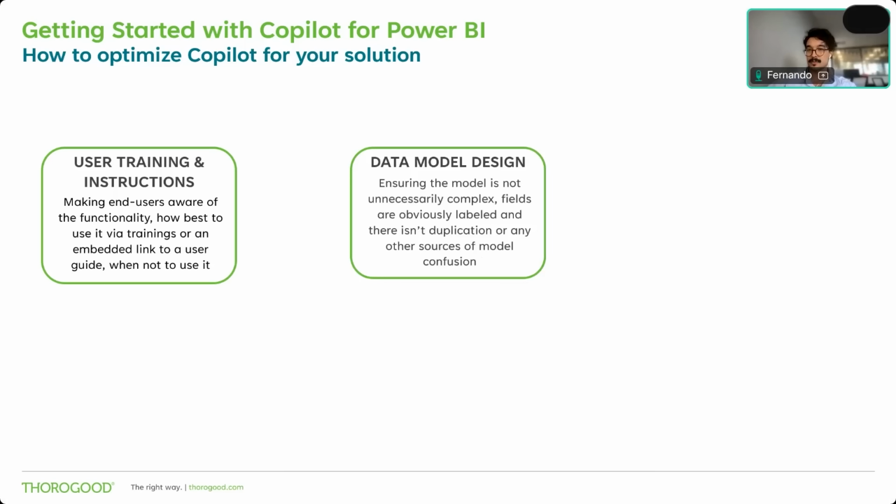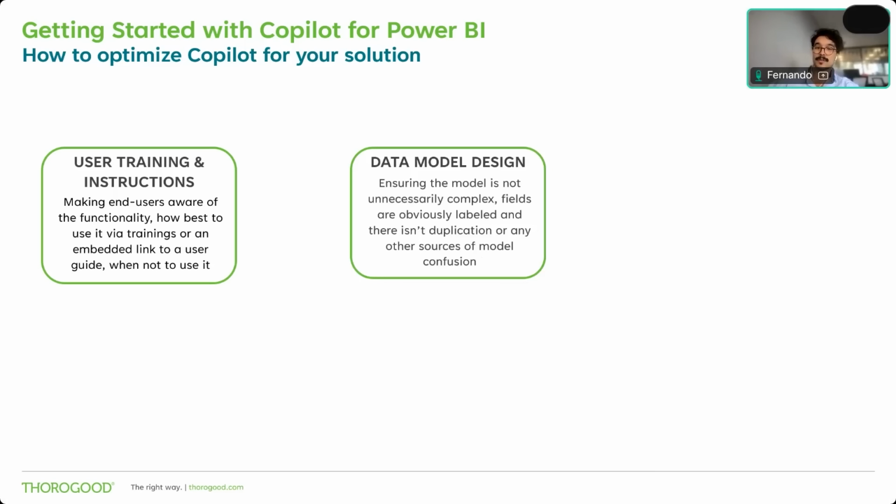Following that, you can also do some data model design. Copilot is very good at handling the data. It has access to the underlying data, as Alaistair pointed to, but you can also help Copilot have the best chance of success by simplifying it. Maybe you take out some of the measures that are too complex for it to handle.